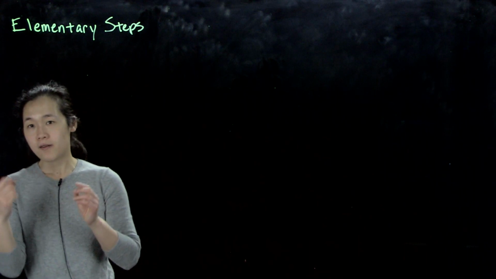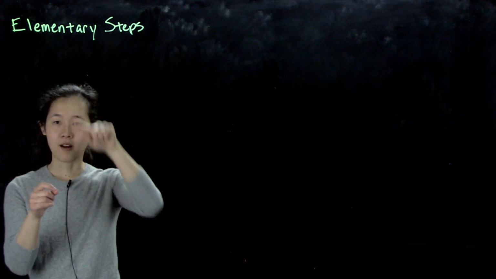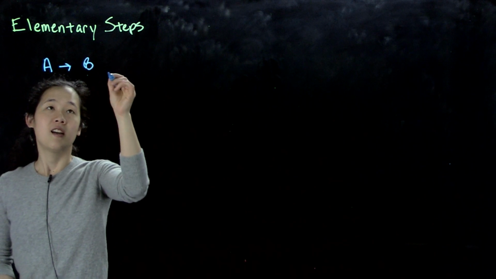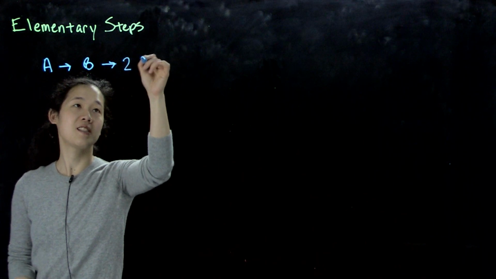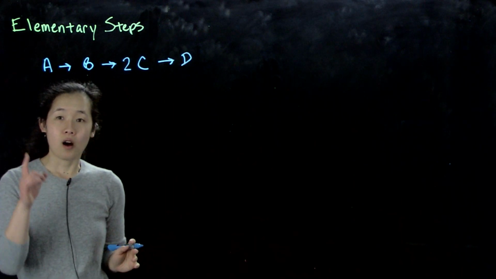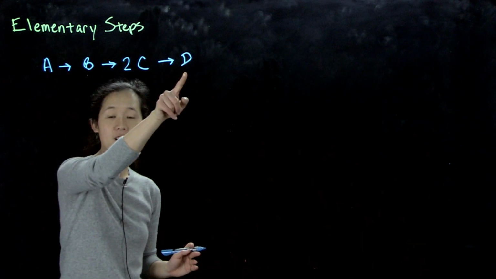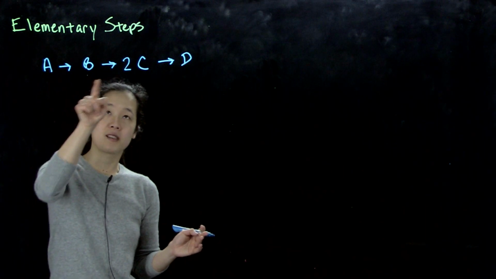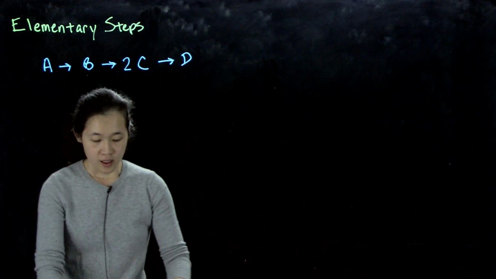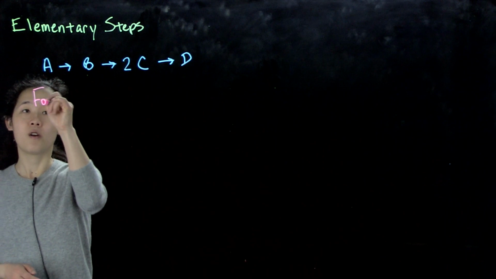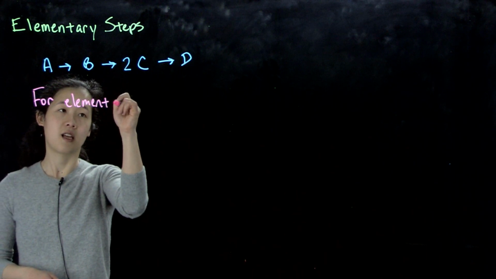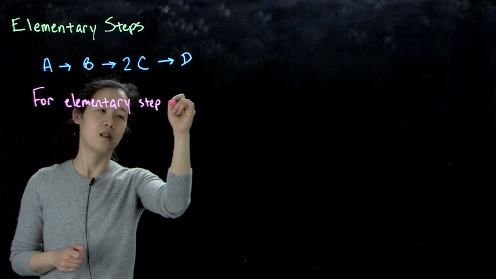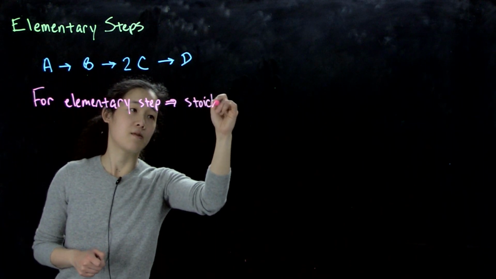So for each step of the whole mechanism, suppose we're going from A to B, and then that goes to 2 equivalents of C, and that goes to D. So our overall reaction stoichiometry is going from A to D. That stoichiometry might not matter for our rate law. But if we break it down into a mechanism with 4 elementary steps, then the stoichiometry of each elementary step gives us the reaction order.